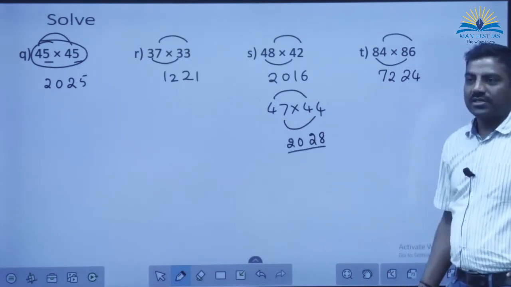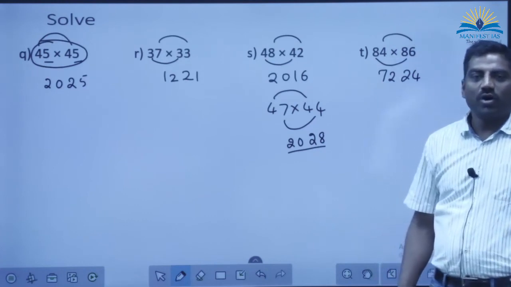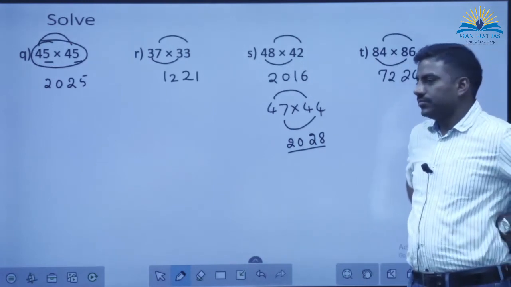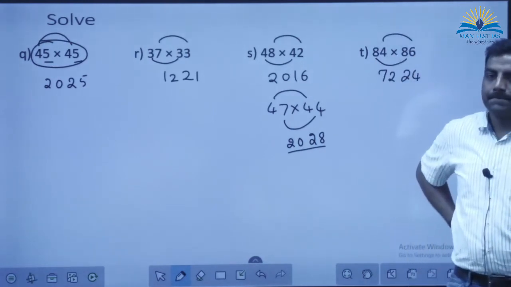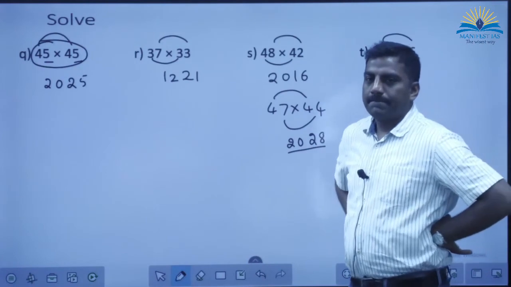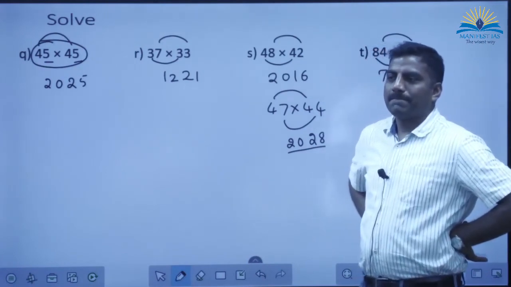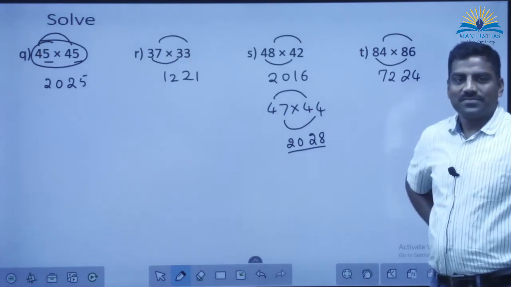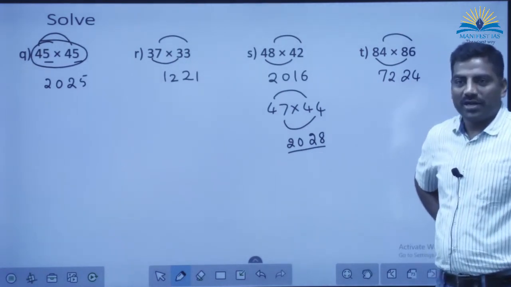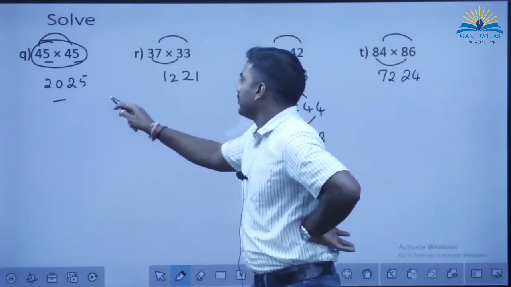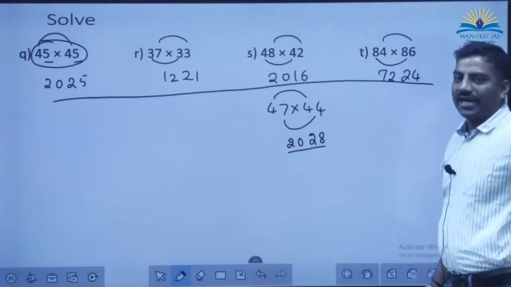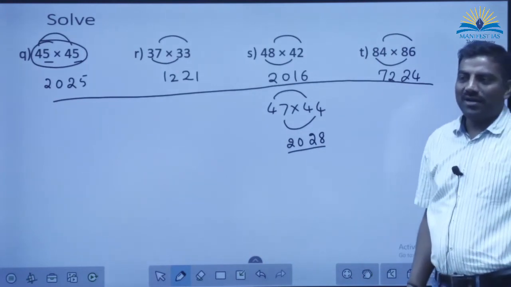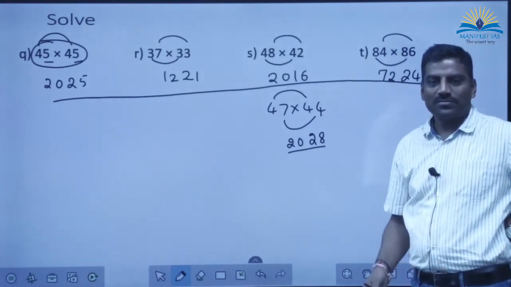Now you have to cross check. 2068. So something must be wrong, right? All these are right. This is wrong. Find the pattern. What might have gone wrong?